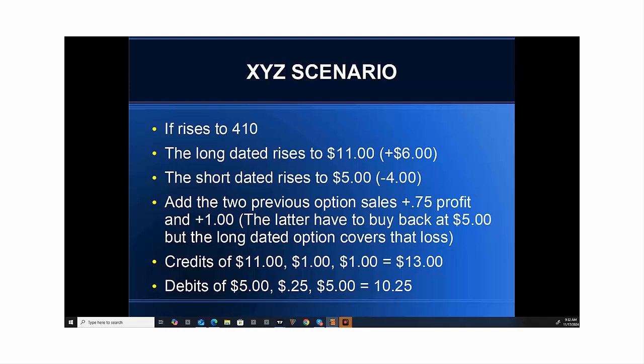Now, if we had previously done those two previous sales at 75 cents and $1, we would also add that into our $6. So we would be at $11 to sell it, and then plus the $2 for receiving the short dated options, and then we had to buy those back at $5.25 and $5. We paid out $10.25 and received 13. So we still made a profit.